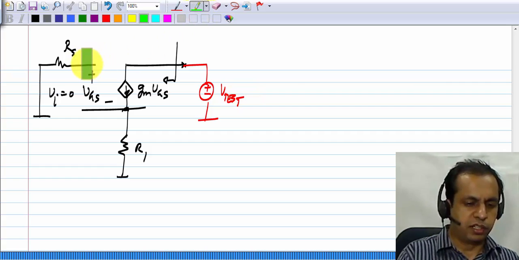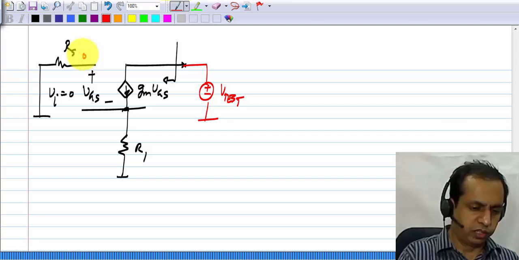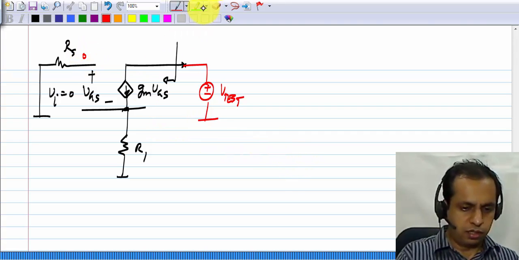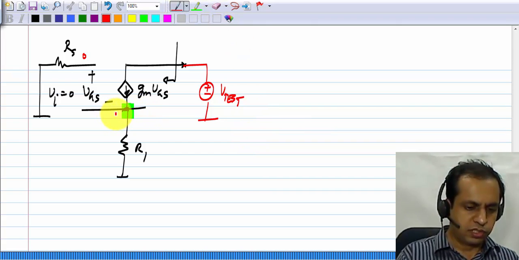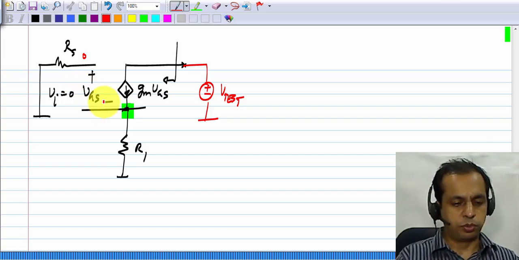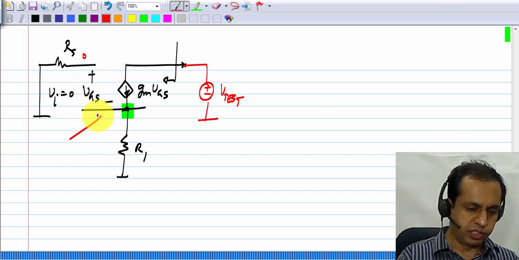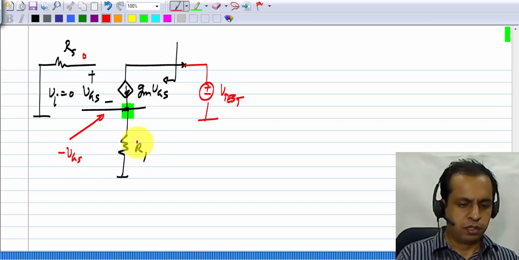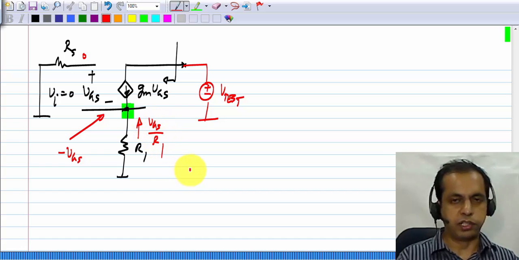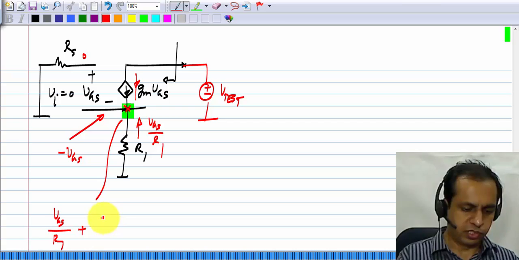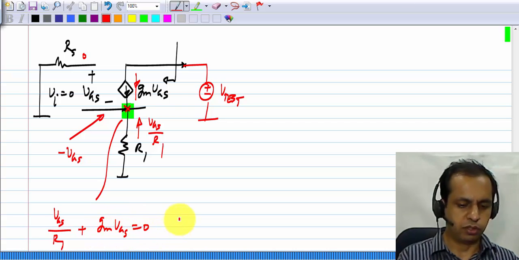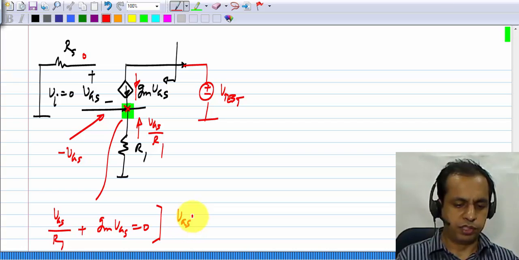Now it's very easy to see that the gate is at 0 volts or ground. If you apply Kirchhoff's law here, let me assume that the gate-source voltage of the transistor is VGS, so this voltage is at minus VGS. So the current in R1 is VGS by R1 in that direction, and here we have gm times VGS. Applying Kirchhoff's current law here, we get VGS by R1 plus gm VGS equals 0. So the only solution is that VGS equals 0.